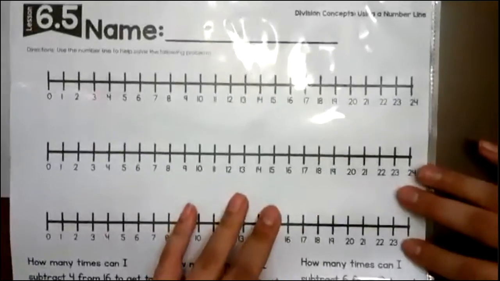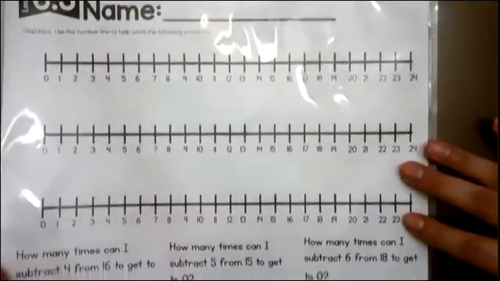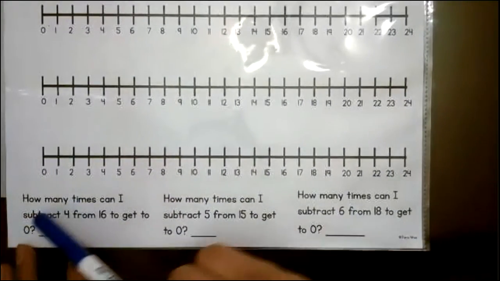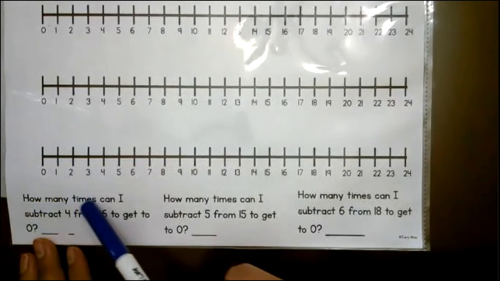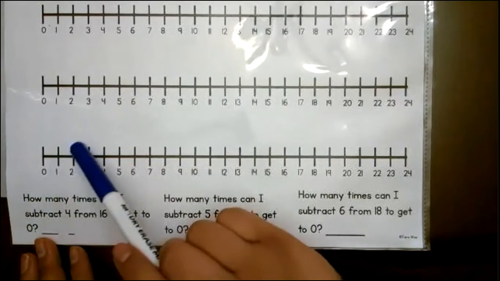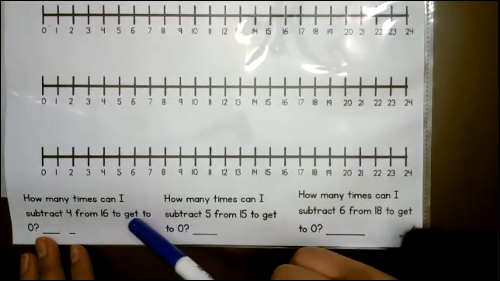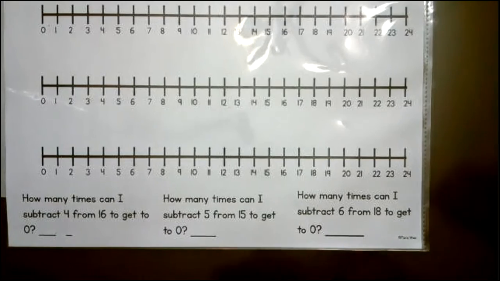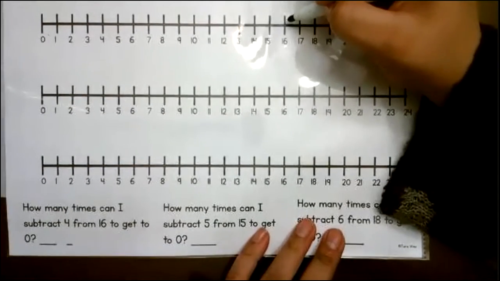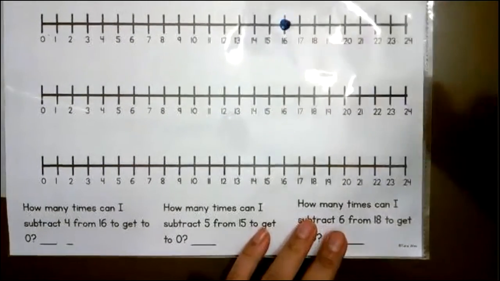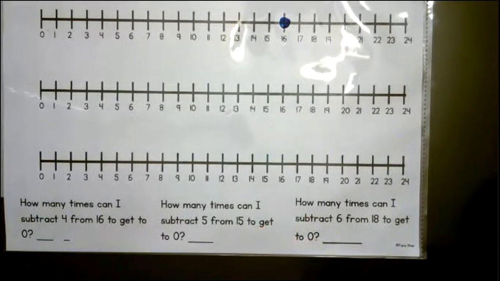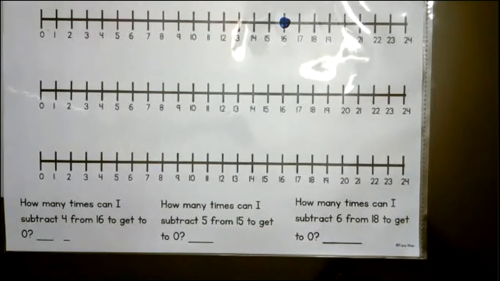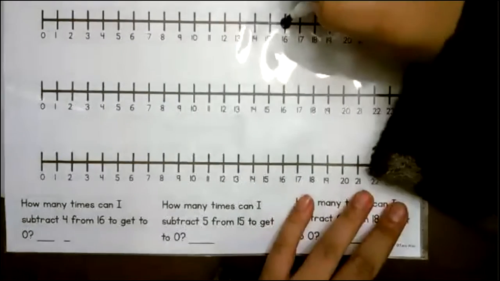Now I'm going to do a problem from our homework. I'm going to do our first problem. It says, how many times can I subtract 4 from 16 to get to 0? So what is our first step, friends? Right, we need to find 16 on the number line. So I found 16. And what number are we subtracting until we get to 0? 4. So we're doing hops of 4.